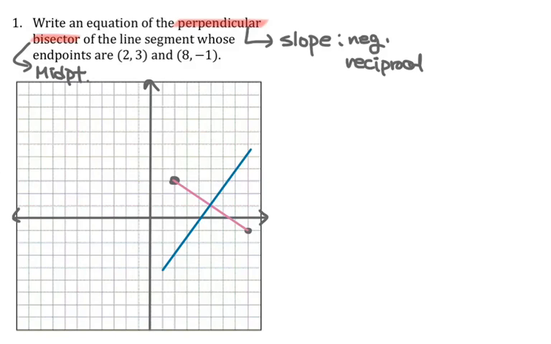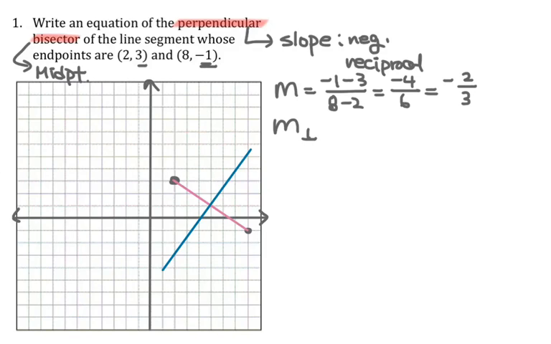So first, what we need to do is get the slope between those 2 points. Now that is y2 minus y1, so we get negative 1 minus 3 over 8 minus 2. Then here we end up getting negative 4 over 6. When I simplify this one, I get negative 2/3. Then the slope of the perpendicular line would have been the negative reciprocal of this value. So we get 3 over 2.